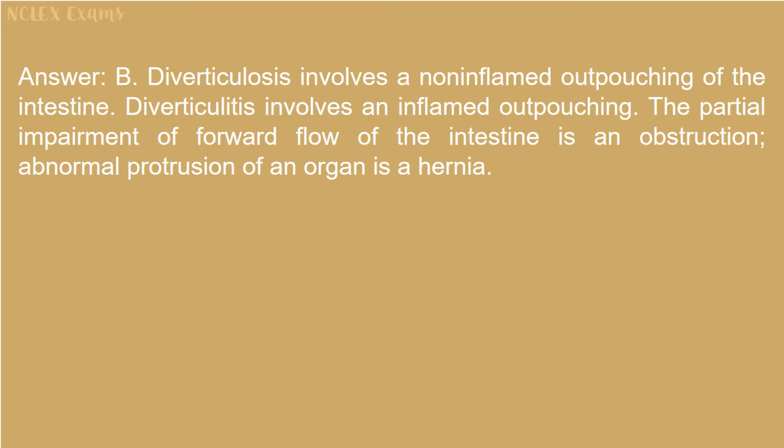Answer B. Diverticulosis involves a non-inflamed outpouching of the intestine. Diverticulitis involves an inflamed outpouching. The partial impairment of forward flow of the intestine is an obstruction. Abnormal protrusion of an organ is a hernia.